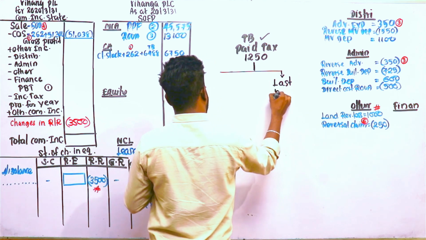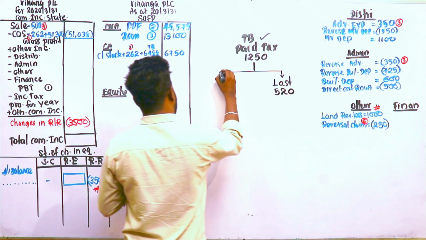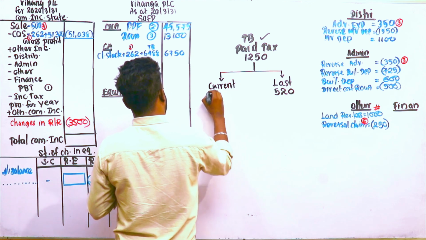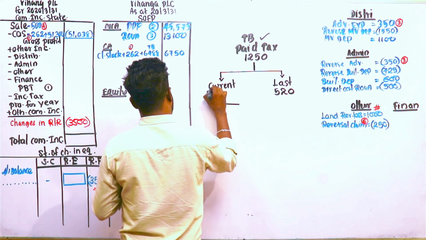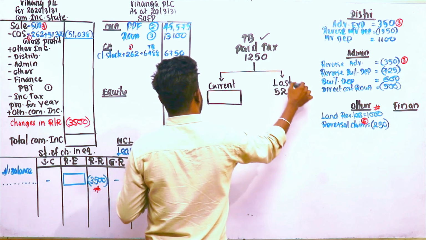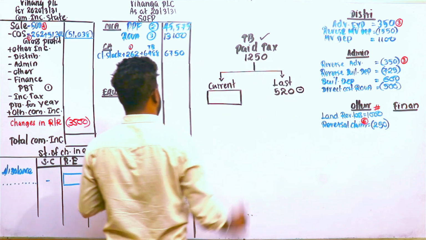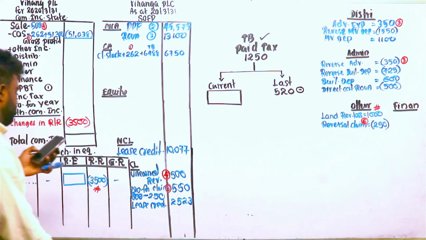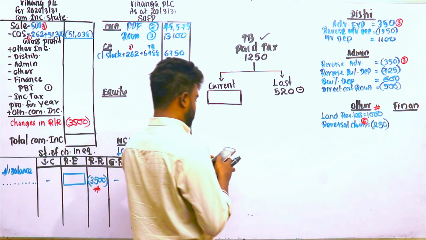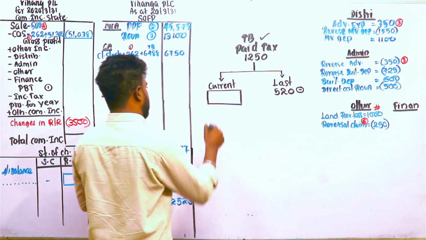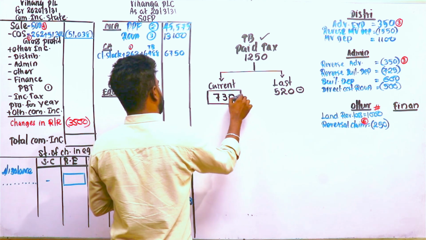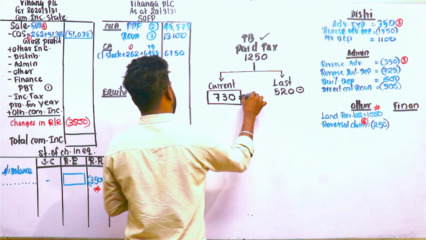The tax paid for last year is 520. So how much should be the current year income tax? This one is deducted from the total. Make it a deduction. 730, right? This is the paid amount for the current year.